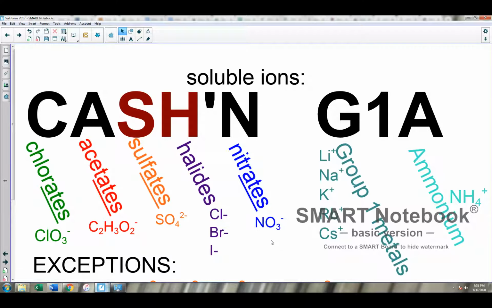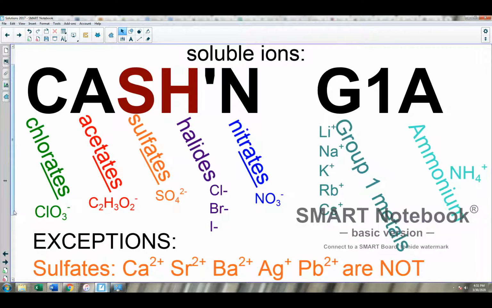Hello all, welcome back. In the last lesson we talked about solubility rules, and we tried to go through and decide what sorts of ionic compounds were soluble. If you can remember, the easiest way to remember which ionic compounds are soluble, you can just use the acronym CASH and GIA. I cleaned up this slide a little bit because it kept causing my computer to crash.